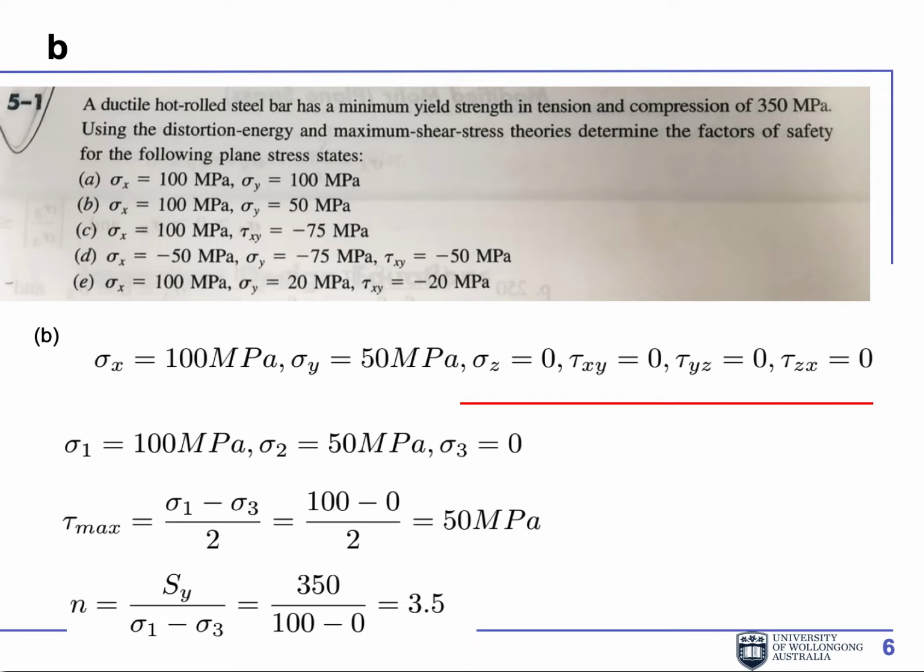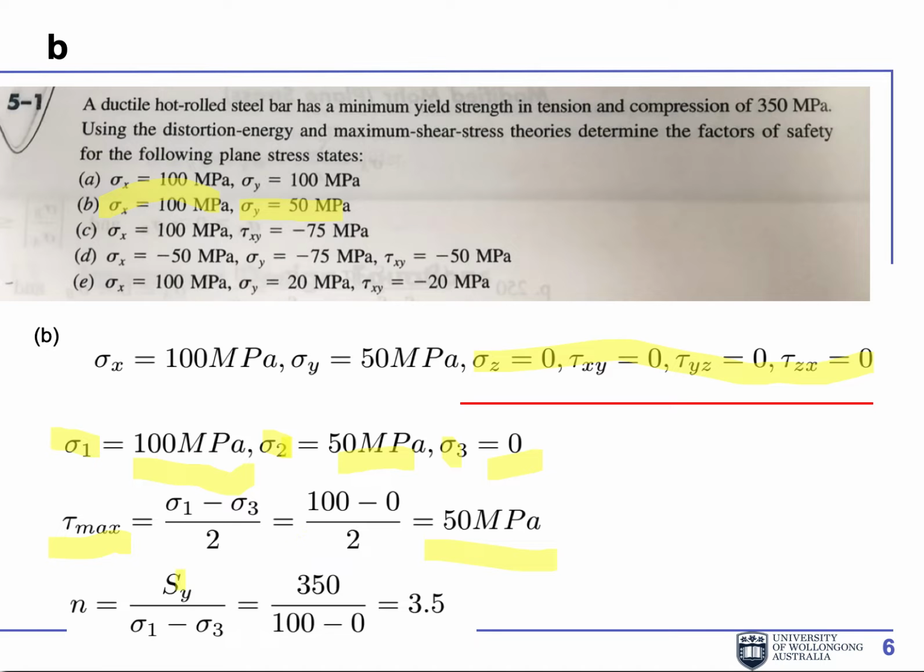Let's look at question B. In this case, you have sigma x equal to 100, sigma y equal to 50. Again, the other things are all zeros. So we rewrite them: sigma 1 is 100, this is the largest. Sigma 2 is 50, this is the middle one. Sigma 3 is 0. So our maximum shear stress is half of the largest minus the smallest principal stress. You get 50. So remember here, you don't use sigma 1 minus sigma 2, those two coming from your calculation, because there's a 0 which is smallest.